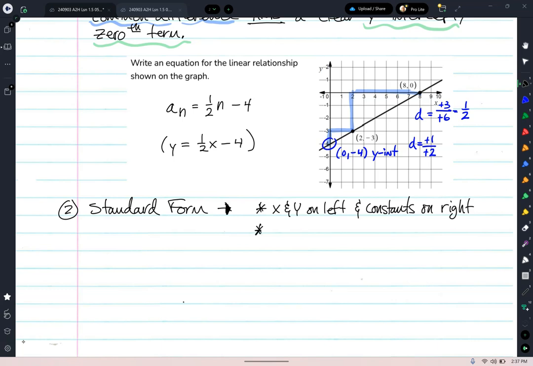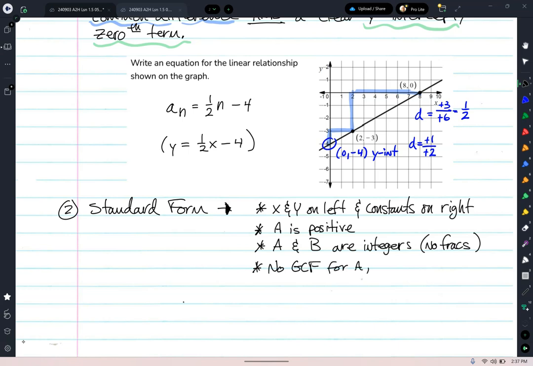Now, we also tend to see that A, which we'll talk about in a second, is positive. And we'll see that A and B are integers, which means that we don't have any fractions or decimals. And then lastly, there is usually no GCF for A, B, or C.